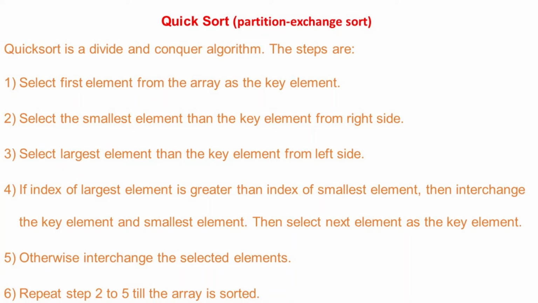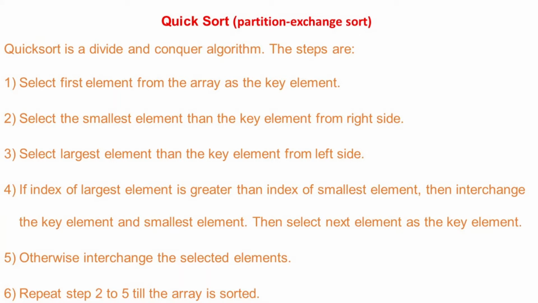Quicksort, also known as partition exchange sort, is based on the divide and conquer algorithm. The important steps are: first, select the first element from the array as the key element.